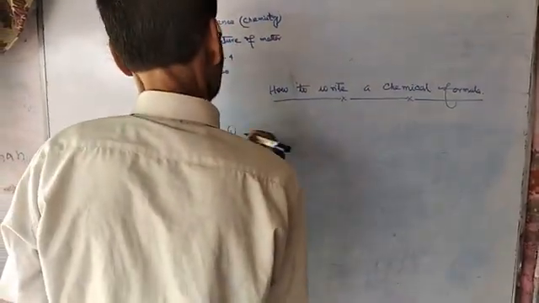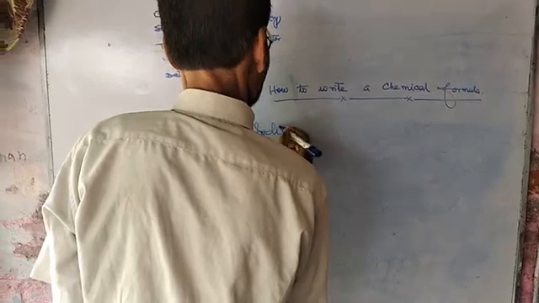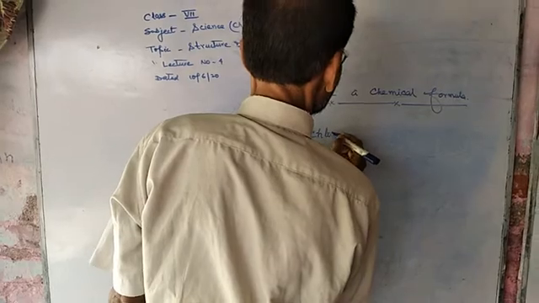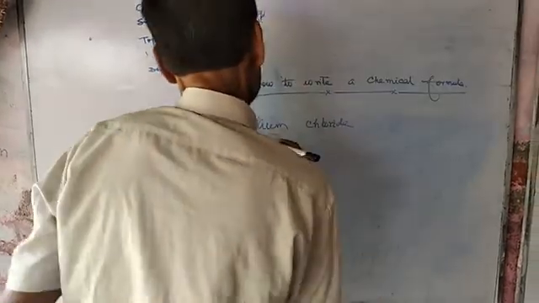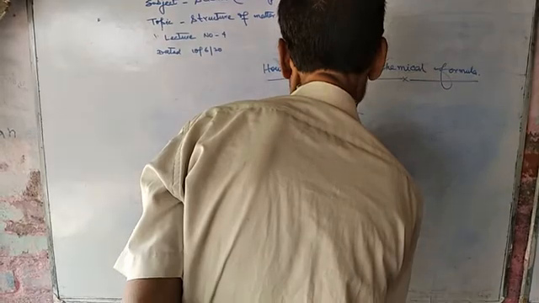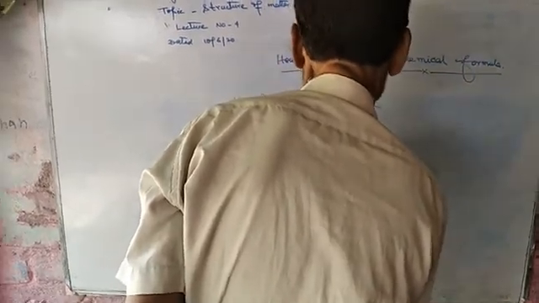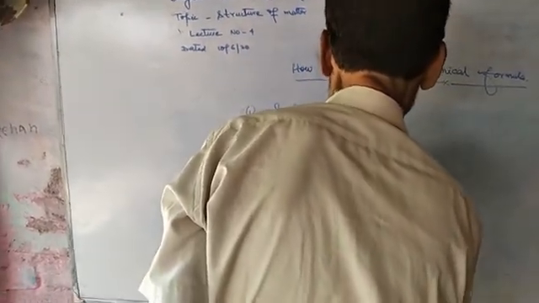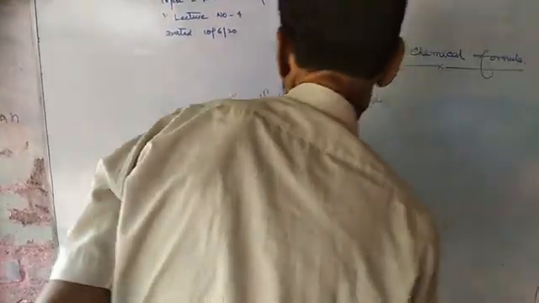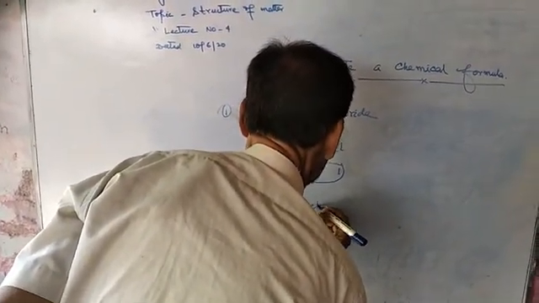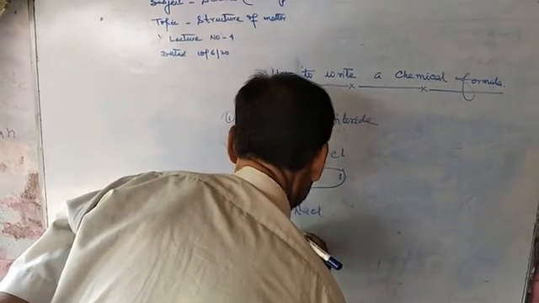For example, sodium chloride. So symbol of sodium is Na and symbol of chlorine is Cl. Both valency is 1, 1. It neutralizes and makes NaCl. You should know it is common salt.